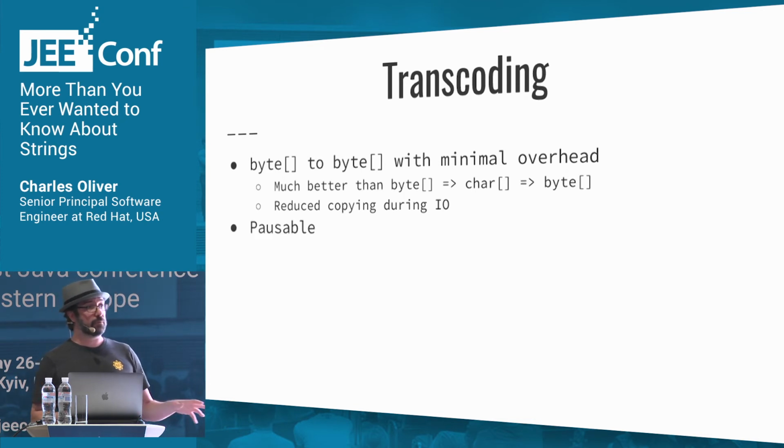It's pausable, so if we're reading from a stream and it turns out we've got only part of a character, it'll tell you we've got a partial character. You can read a bit more data and then continue from where you left off. So we don't break characters in half. The JVM does this for you internally, but we also have support for it as part of this library.